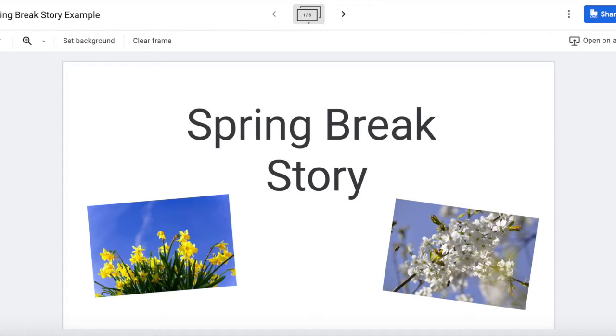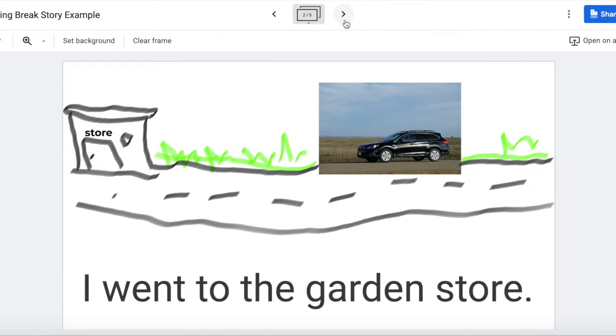So here we go. I just decorated the cover because I wanted it to be pretty. So yours will just be blank and say spring break story. You can do what you want on this page. Now I'm going to start telling the story, starting at the beginning. I went to the garden store.